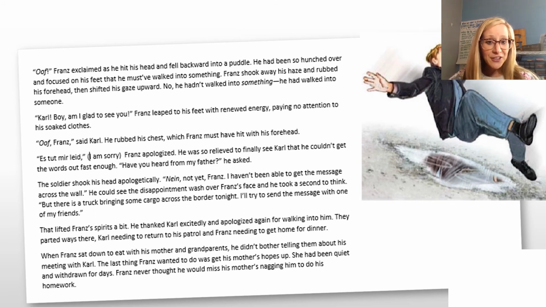Have you heard from my father? He asked. The soldier shook his head apologetically. Nein, not yet, Franz. I haven't been able to get the message across the wall. He could see the disappointment wash over Franz's face, and he took a second to think. But there is a truck bringing some cargo across the border tonight. I'll try to send the message with one of my friends. That lifted Franz's spirits a bit. He thanked Carl excitedly and apologized again for walking into him. They parted ways there, Carl needing to return to his patrol and Franz needing to get home for dinner.